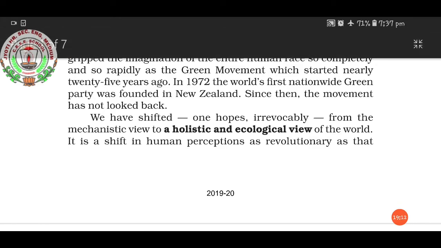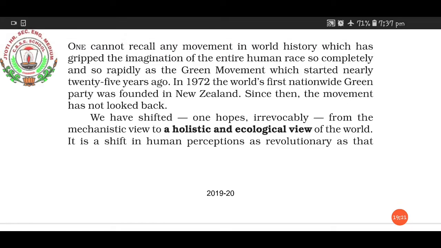Now holistic, a whole. Your hand, leg, brain, stomach, mouth, neck, everything thinks about the body. Body as a whole. That is holistic. Means together, not as parts.